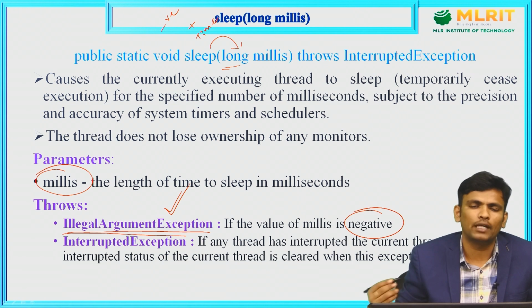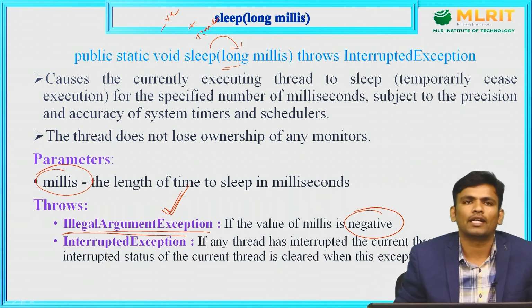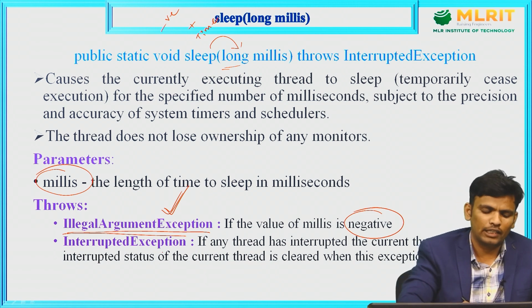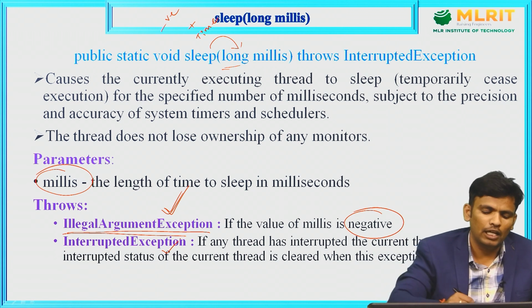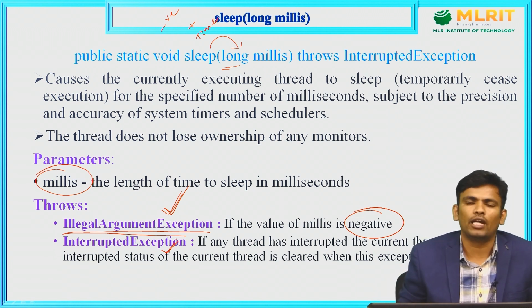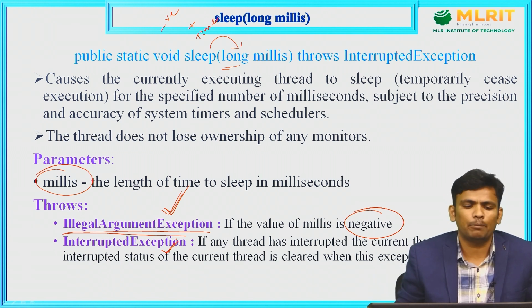Now if you are passing a negative value, it will throw the IllegalArgumentException. One more exception, already explained, is the InterruptedException. If you are using the sleep method, it will automatically throw the InterruptedException. InterruptedException is a checked exception. If any other thread in the operating system interrupts the sleep method, it will throw the InterruptedException. So InterruptedException is a part of the checked exceptions. Exception handling is mandatory: either you can use a try catch or you can use the throws keyword.